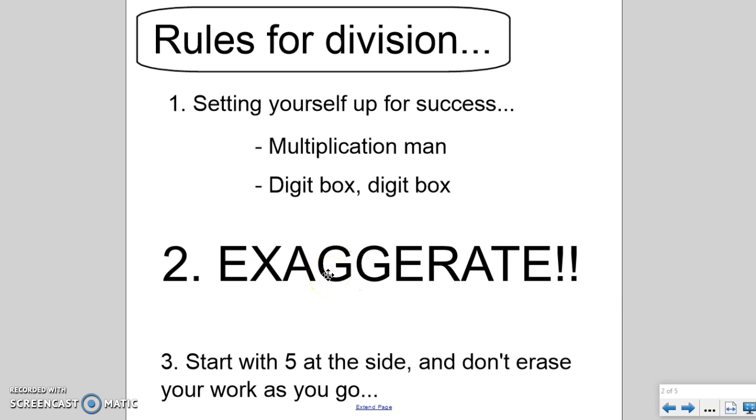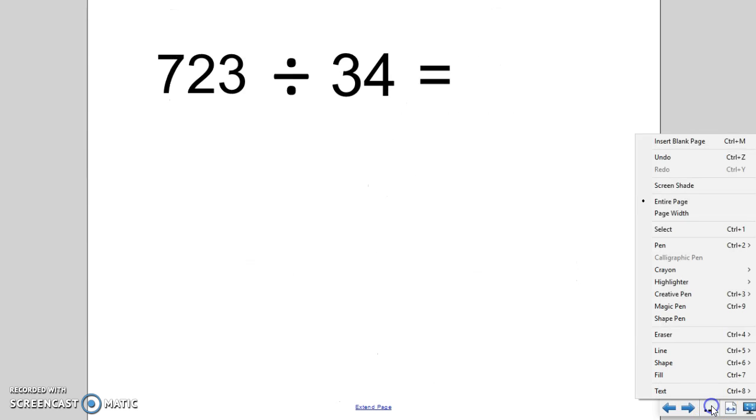Rule number 2, exaggerate. Write big, space things out, especially now that we're moving up to this new level of division. It's going to be key. Now this one won't make any sense till I show you, but start with 5 at the side and don't erase your work as you go. Okay, so here we go.